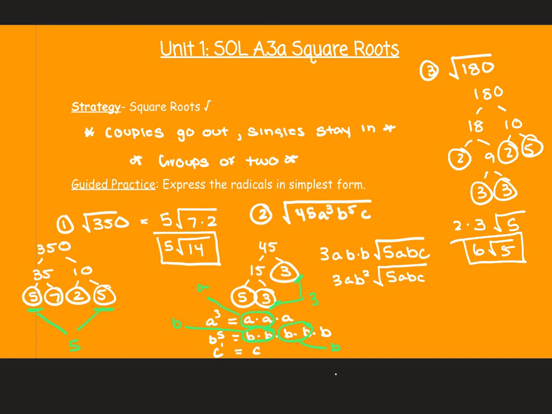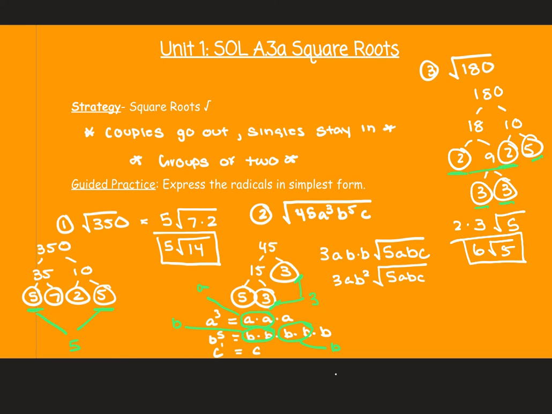I used 18 and 10 to break down 180. I break down 18 into 9 and 2. 2 is a prime number. I break 9 down into 3 and 3. 3 is a prime number. 10 breaks down into 2 and 5. 2 and 5 are prime numbers.